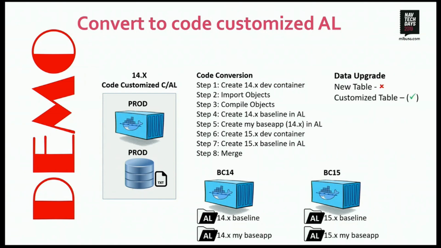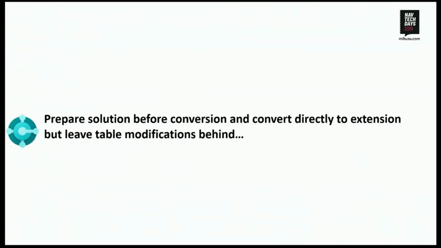The customized table kind of works. The fields are now in the base app, and I actually can do data upgrade. I also can do data upgrade with the new table, but I'll now be stuck in a world where this new table belongs to the base app. And how do I move that into an extension? So maybe there's a third way.